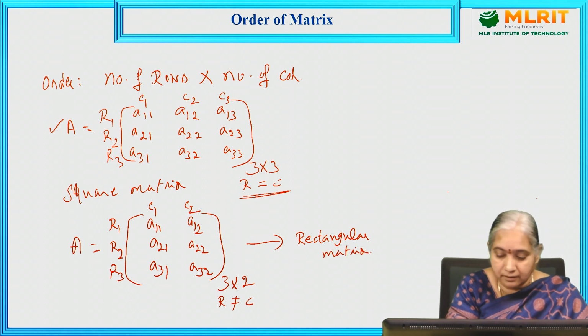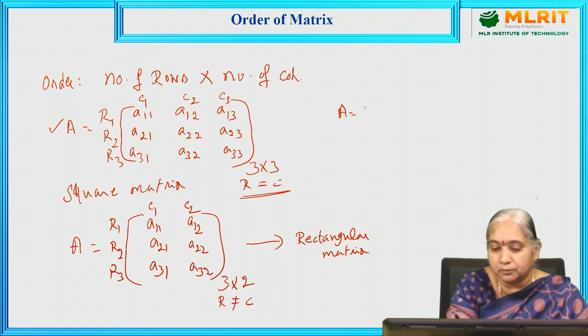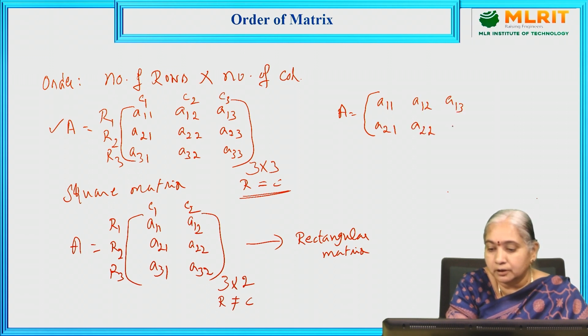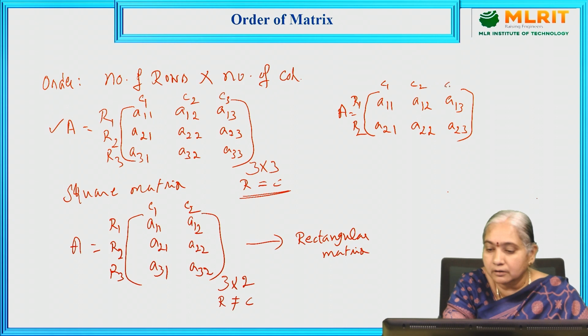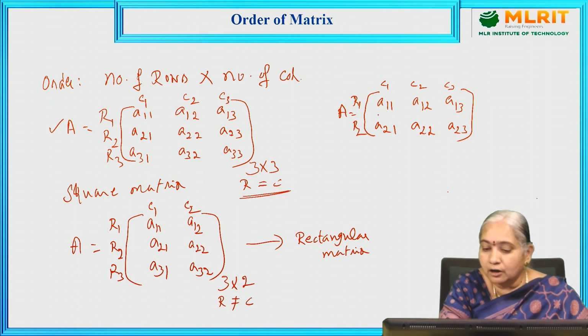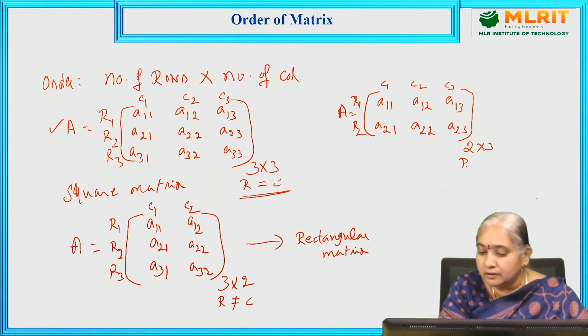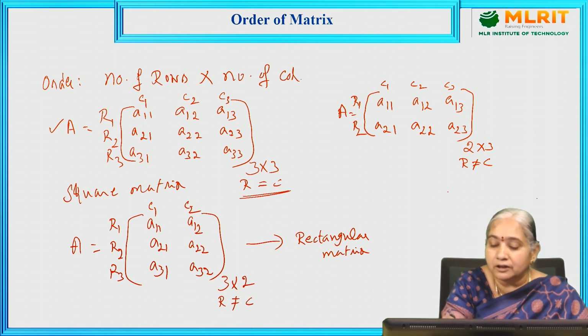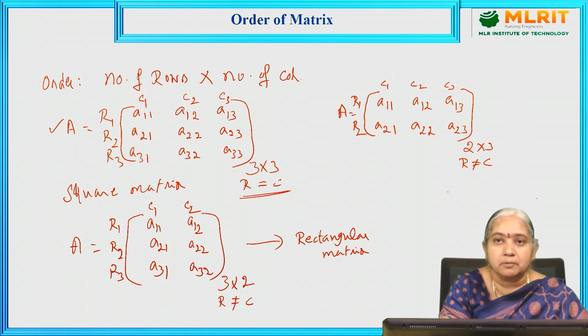We can take another example of a rectangular matrix as A equal to a11, a12, a13, a21, a22, a23. This matrix contains 2 rows and 3 columns. So, the order of this matrix is 2 by 3. Here also, the number of rows is not equal to the number of columns. So, this matrix is also called a rectangular matrix.